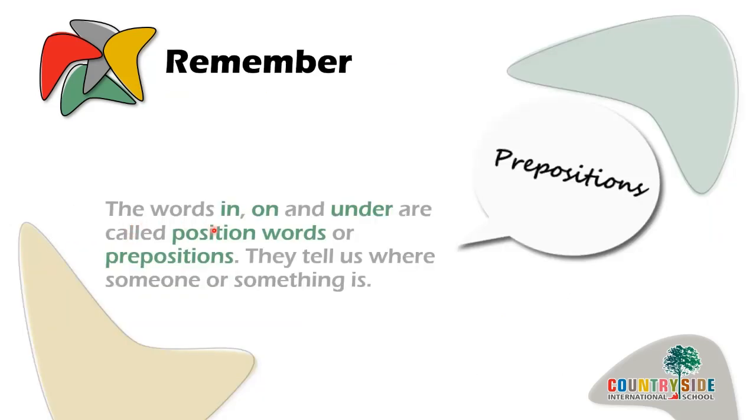Children, the words in, on and under are called position words or prepositions also. All the words which show us the position are called position words. They are also called prepositions. They tell us where someone or something is. When we are talking about someone or something, it tells us where the thing is or where someone is. We will be more clear when we see some examples.